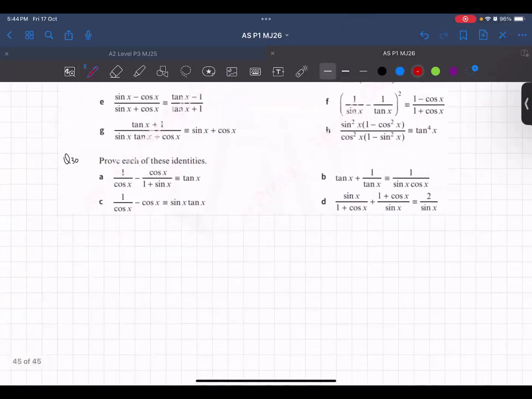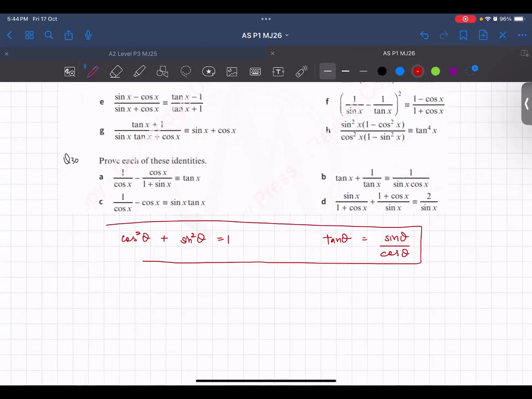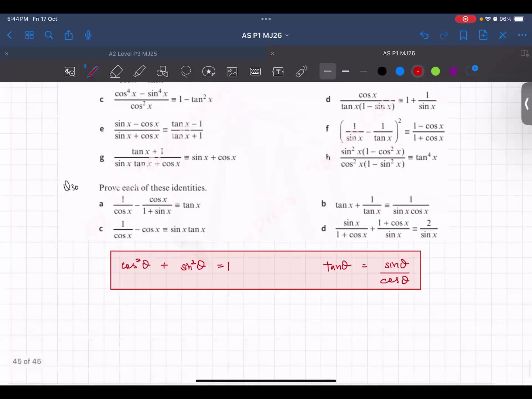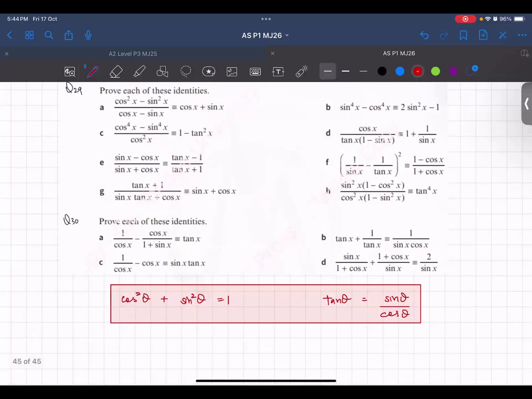Okay, so in the last class, we learned two identities: cos square theta plus sin square theta equals 1, and tan theta is sin theta upon cos theta. You have to learn these. You will have these in the formula booklet, but it's better that you memorize them because there are only two of them, so not very difficult to memorize. So let's do part E.